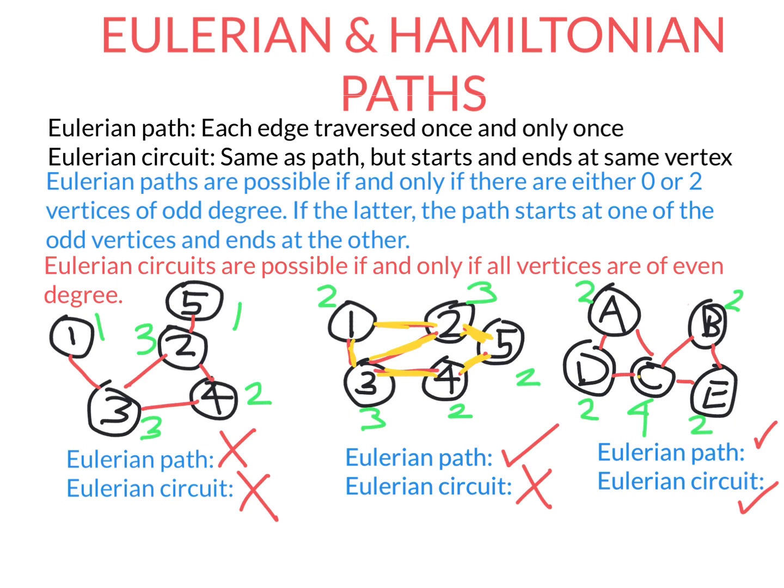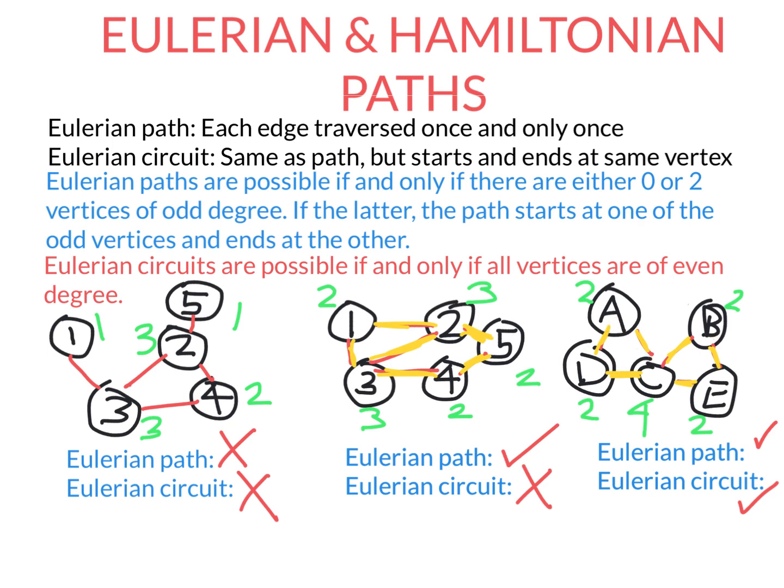So let's, for example, start here. We go here, here, here, here, here, and here. This is an Eulerian circuit because we started at vertex C, we ended at vertex C. We went through each edge once and only once. It doesn't matter if I visit vertices more than once, but each edge was traversed once and only once.